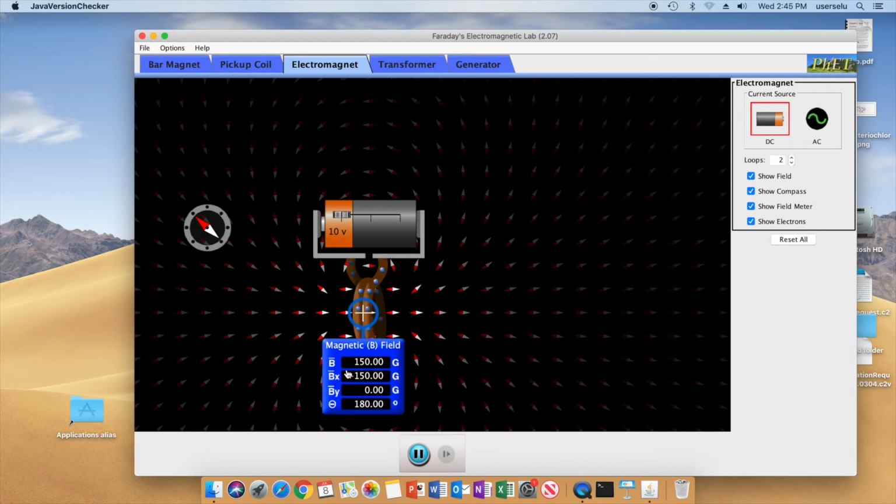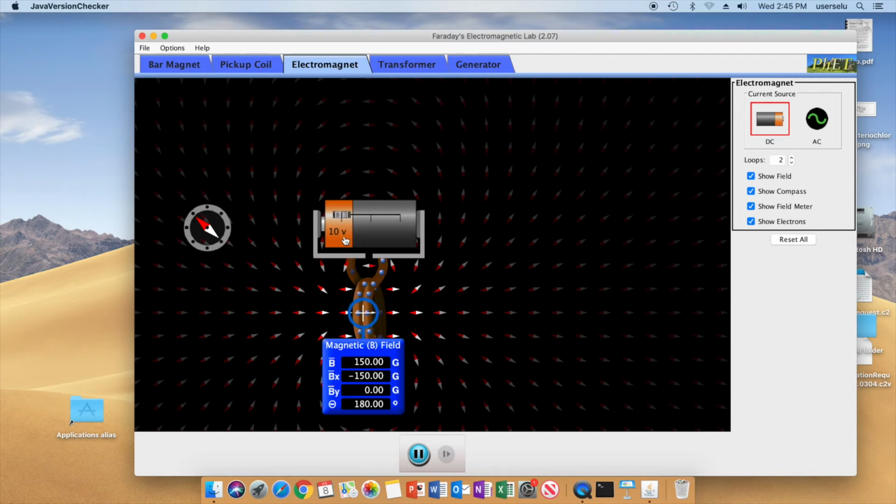Now, something else you should notice is that it also gives you the components of the magnetic field, the X and Y components. The magnetic field is entirely in the X direction. It is entirely pointing to the left in the X direction. By is 0. And notice it's making an angle theta with the X-axis of 180 degrees, meaning from the positive X-axis, this field vector would be pointing 180 degrees.